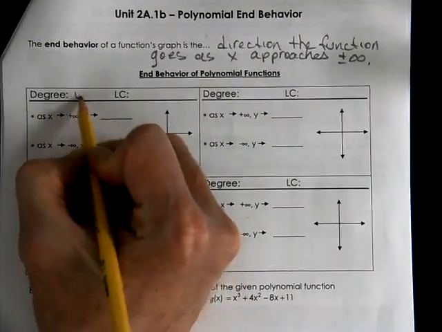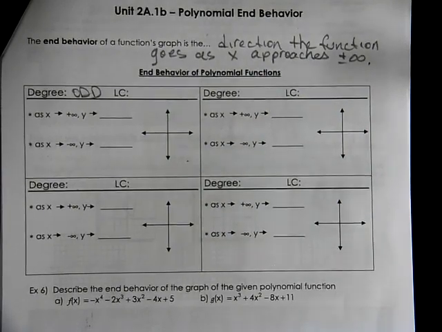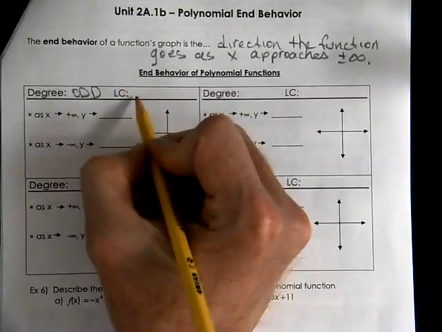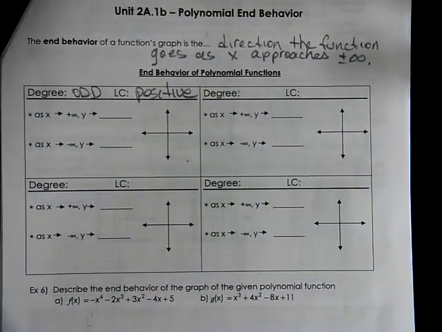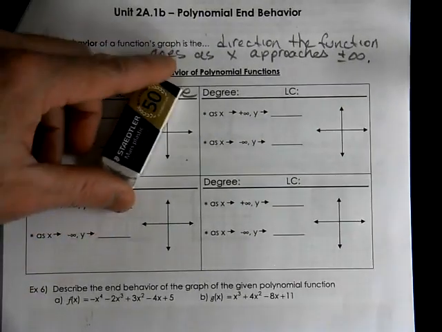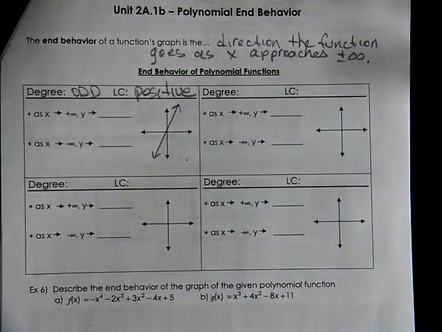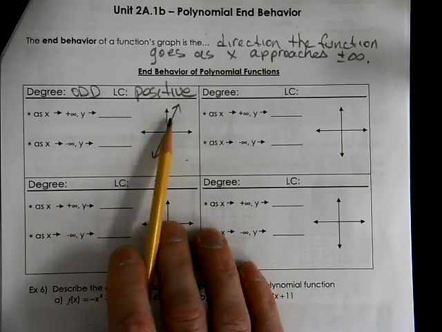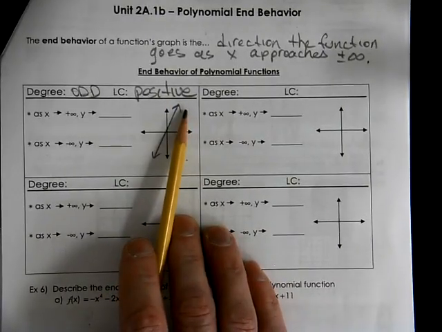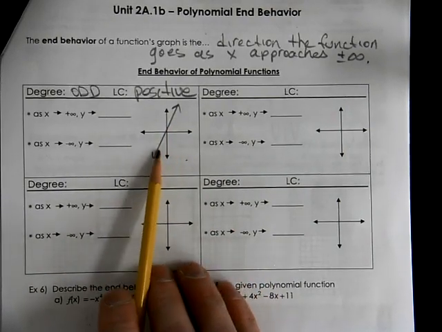So what we're going to look at here is our odd degree. What do you know about an odd degree? We're specifically going to look at a positive leading coefficient. An example of that can be just a straight line. That has an odd degree. X to the first power would be odd degree. If it's increasing to the right, it has a positive leading coefficient. So what we notice is it goes up to the right, and to the left it goes down.